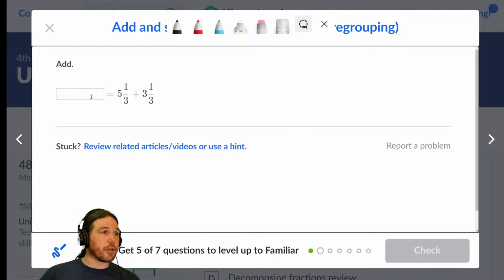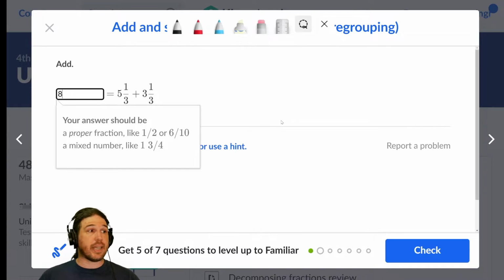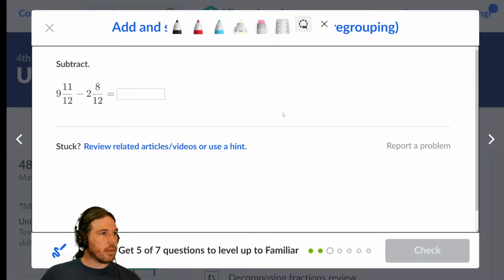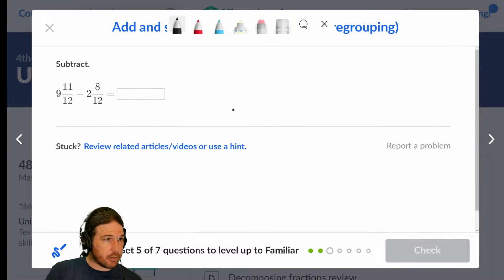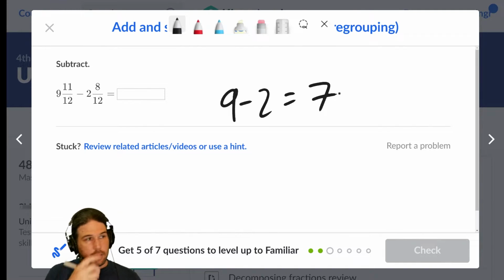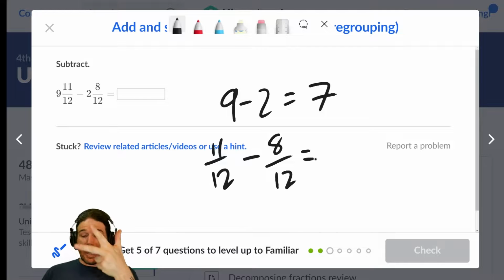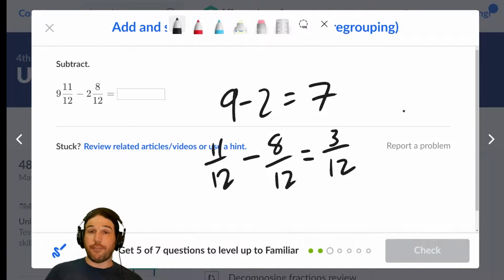Five and 1/3 plus 3 and 1/3. Well, 5 and 3 is 8, and 1/3 plus 1/3 is 2/3. No problem. 9 and 11/12 minus 2 and 8/12. Well, again, we'll take the whole parts, 9 minus 2, which equals 7. We'll do 11/12 minus 8/12. Let's see, 8, 9, 10, 11, so that gives us 3/12. Our final answer is 7 and 3/12.